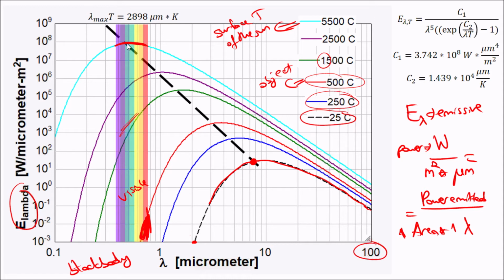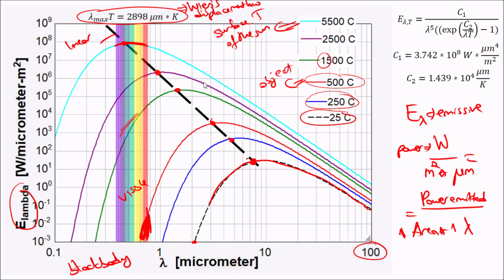And if you connect the maximum emissive power of the black body at different temperatures, you can notice that this one is linear. This linear line gives you the maximum emissive power of the black body, and the relationship is this one: lambda max, the wavelength at maximum, multiplied by the temperature is equal to a constant, and this is called Wien's displacement law.